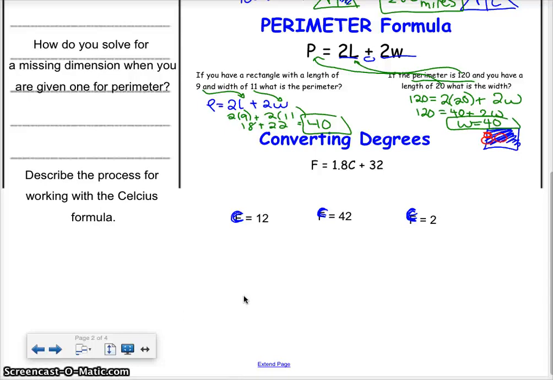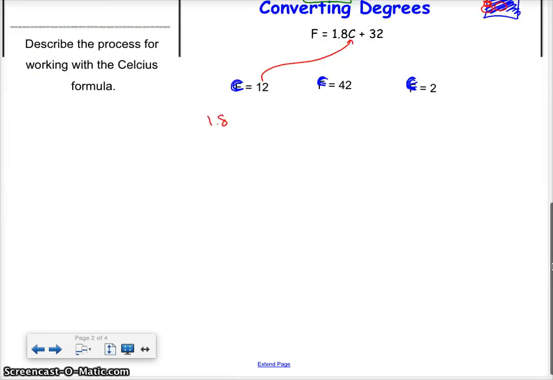Right now, we're just going to convert Fahrenheit. If we're given Celsius, let's pretend we're in Canada, they use Celsius. So if we are given Celsius, what temperature would it be like here in America? Okay, so Fahrenheit is equal to 1.8 Celsius, 1.8 C, plus 32 degrees. All right, so if I'm given that my Celsius is 12, well, let's just put a 12 where the C is. So then your degrees Fahrenheit would be 1.8 times 12 plus 32.